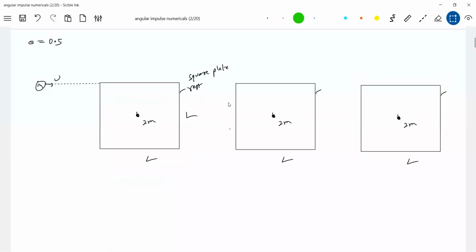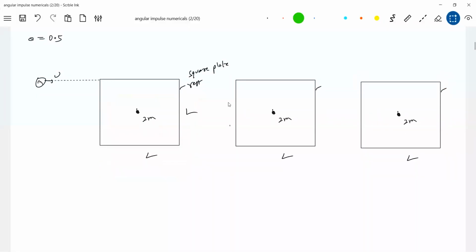Let's take a situation like this. Now, the particle will collide here. Everything lies on a smooth horizontal surface, as in almost all the problems. Now the collision will occur and an impulse will act. That impulse will also act on the square plate.